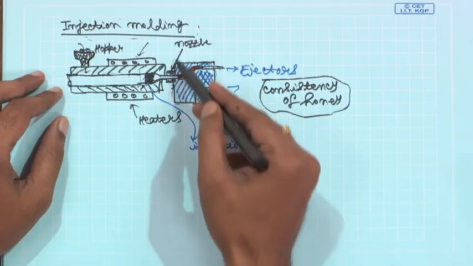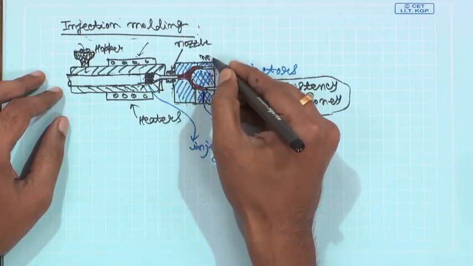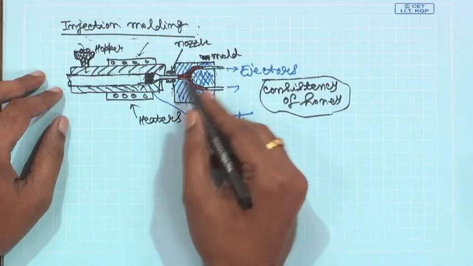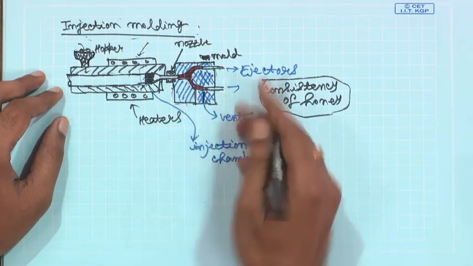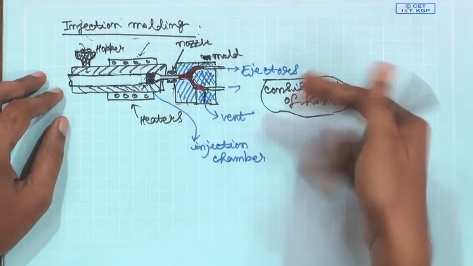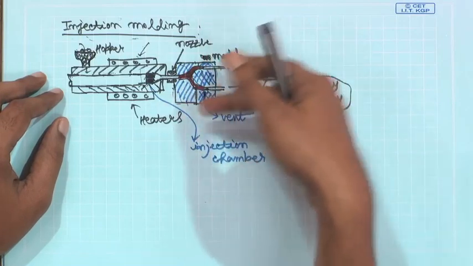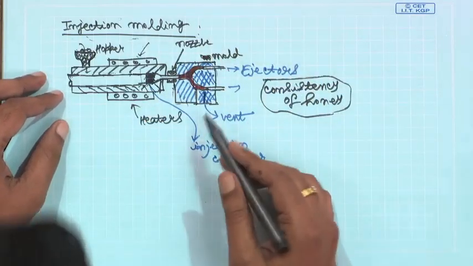There is a movable part and an immovable part of the mold. After the product has taken the shape of the mold and has solidified, you take out the movable part of the mold, then you push the ejectors, and the polymer gets detached from the mold, and so on.